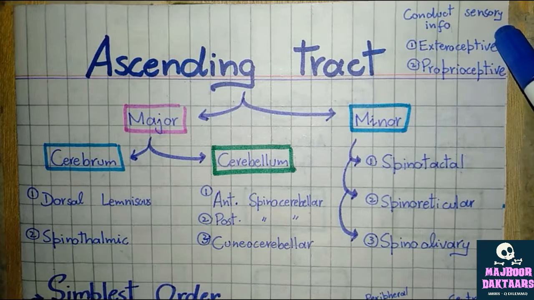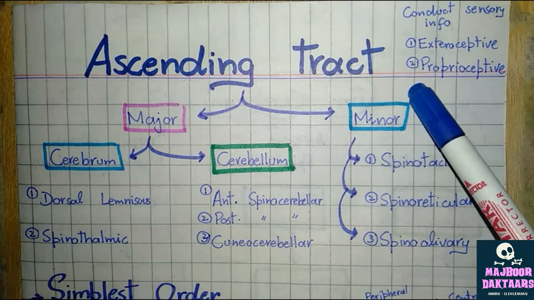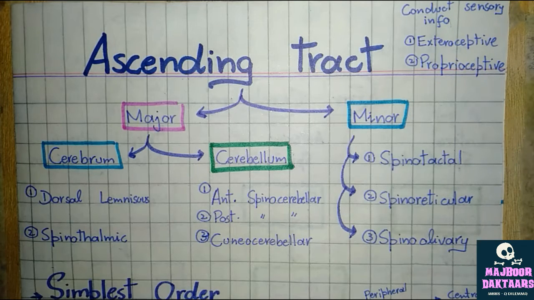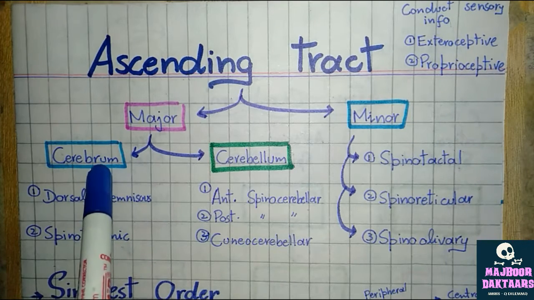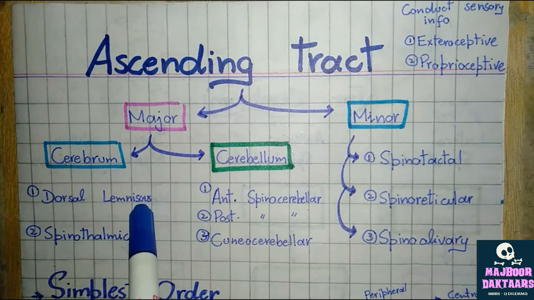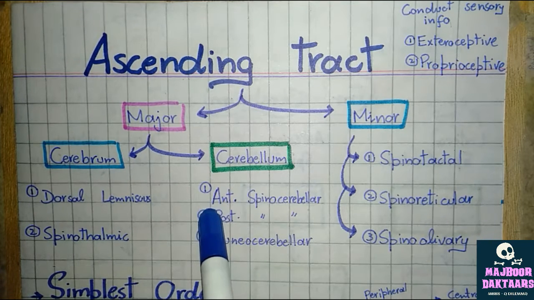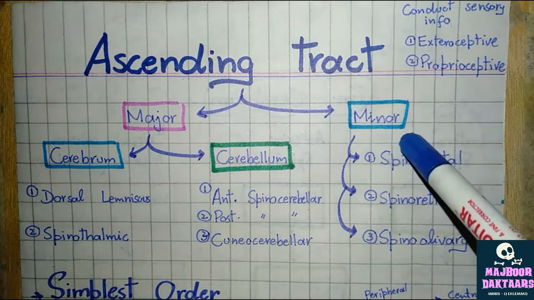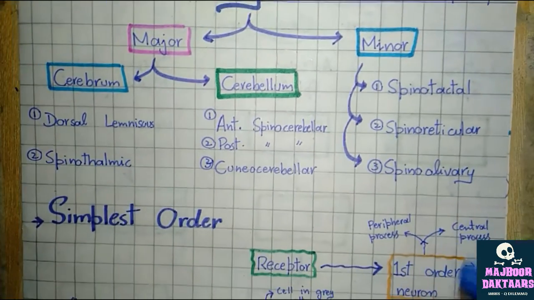Ascending tracts conduct sensory info of two types: exteroceptive, which has a stimulus outside the body, and proprioceptive, inside the body. The ascending tracts can be divided into two types for simplicity, major and minor. Major includes tracts for cerebrum and cerebellum. Cerebrum tracts include the well-known dorsal lemniscus and spinothalamic, which is anterolateral. For cerebellum it is anterior spinocerebellar, posterior spinocerebellar, and cuneocerebellar. Minor tracts include the spinotectal, spinoreticular, and spinoolivary. We will talk about them in a little bit.